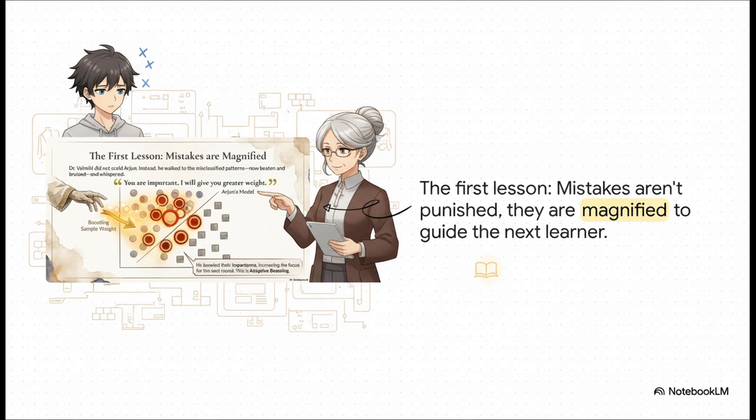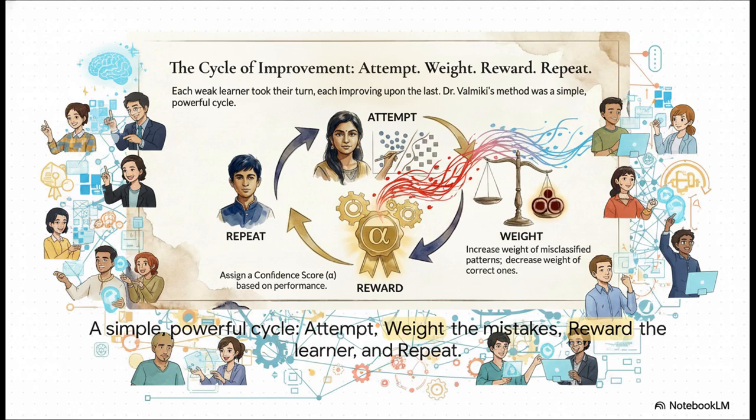This is called adaptive boosting. Each so-called weak learner is forced to focus on the errors that the one right before it made. And this creates this brilliantly simple, powerful cycle. A learner makes an attempt. The algorithm makes the mistakes they made way more important. The learner gets rewarded with a say in the final vote based on how well they did. And then you just repeat.